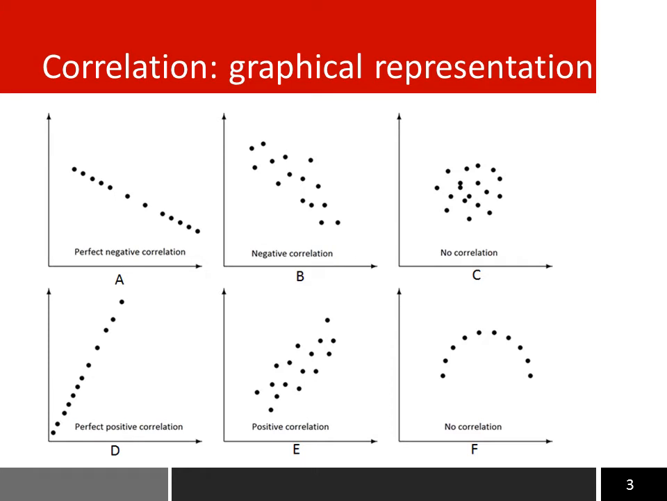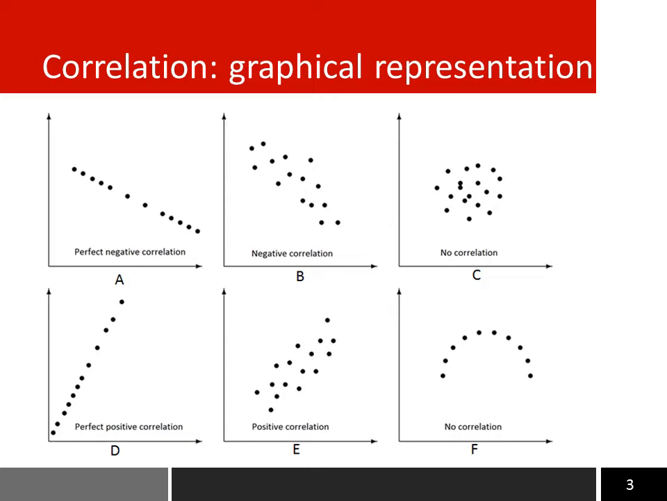Here is a graphical representation of different strengths and direction of correlations. Shown in panel A is a perfect negative correlation. In this relationship, as the value of one variable increases, the other decreases. Panel B shows a slightly weaker negative correlation. In panel C, there is no relationship between the variables and they are uncorrelated.